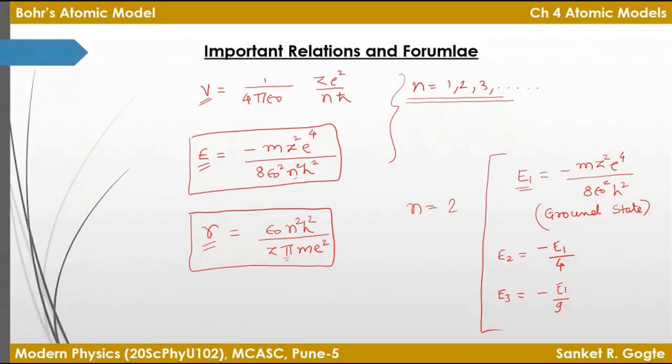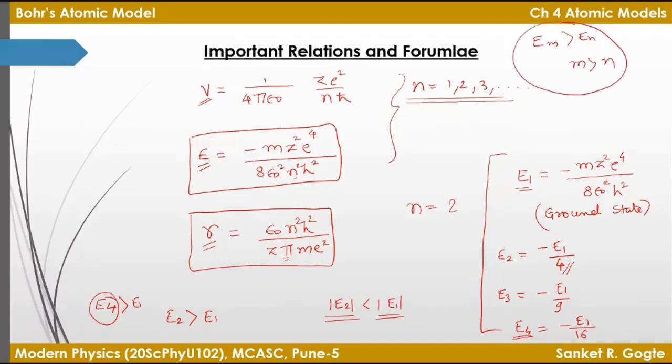One more thing to note here is that we are dividing E1 by 4 when we obtain E2. If we consider pure numbers, the magnitude of E2 is less than the magnitude of E1, but these are negative numbers. You have to keep that in mind. E2 is less negative as compared to E1, and therefore E2 is actually greater than E1. Similarly, E4 is minus E1 upon 16, which is less negative as compared to E1, and therefore E4 is greater than E1. So EM is greater than EN when M is greater than N. Just keep this in mind.